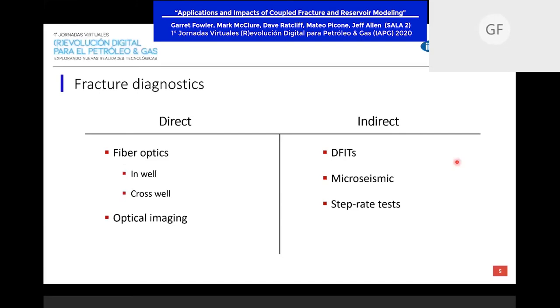However, generally direct diagnostics are more limited in terms of feasibility and availability, and we often rely on indirect, which are also valuable. So things like diagnostic fracture injection tests, where we're measuring pressure versus time, and from that we infer things like stress and permeability and pore pressure. Similarly, with microseismic, what we measure is a failure in the rock that creates an acoustic signal, and from there we interpret things like fracture geometries.